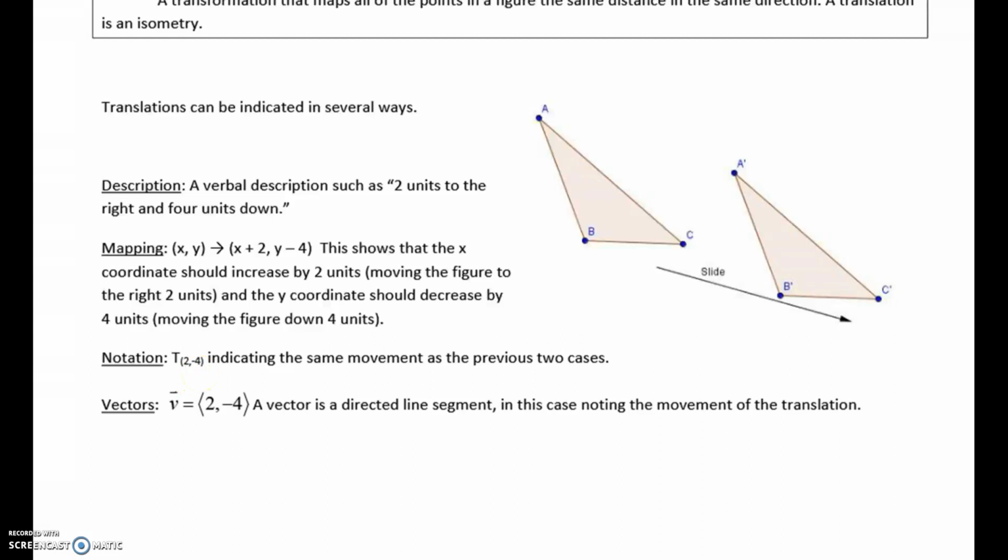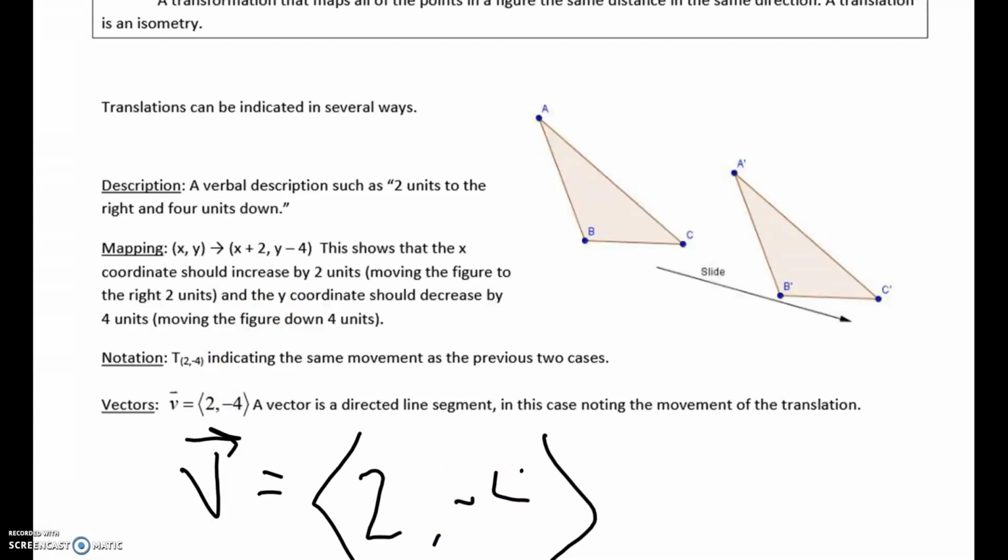And our final way of notating this is vector notation. You're going to see this a lot in physics, guys, coming up in the future. So vector notation is v with an arrow over it, that's v with an arrow, and then you use these triangular brackets, and otherwise it's the same as the translation notation. We move 2 positive units in the x direction, -4 units in the y direction.